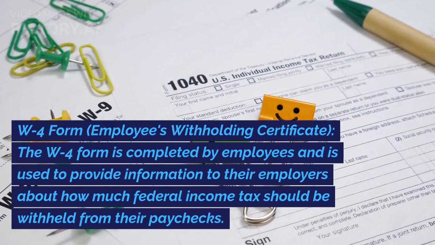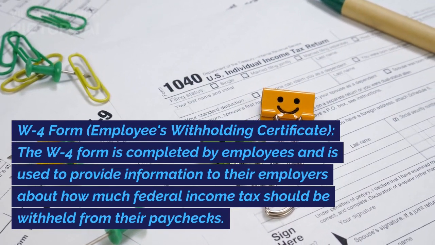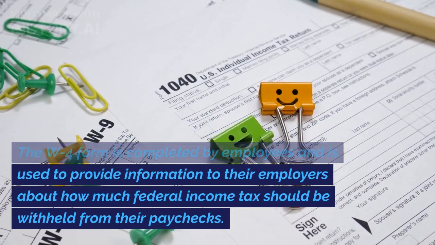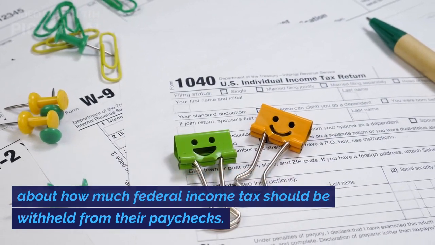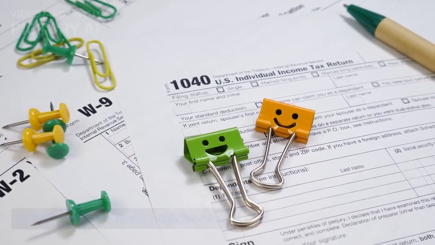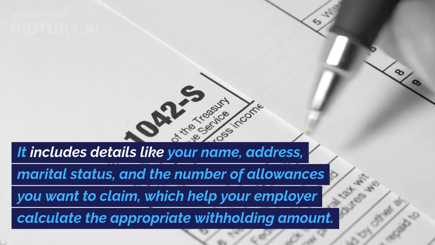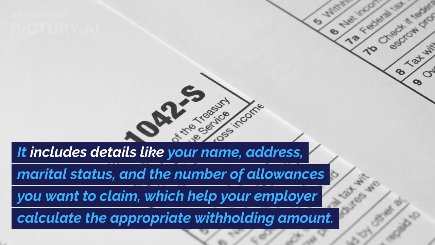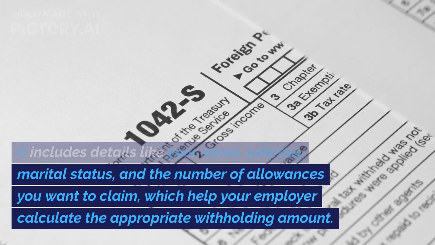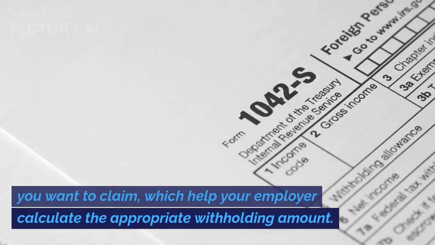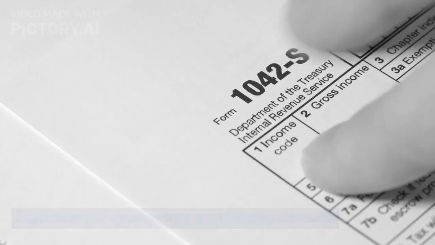The W-4 form is completed by employees and is used to provide information to their employers about how much federal income tax should be withheld from their paychecks. It includes details like your name, address, marital status, and the number of allowances you want to claim, which help your employer calculate the appropriate withholding amount.